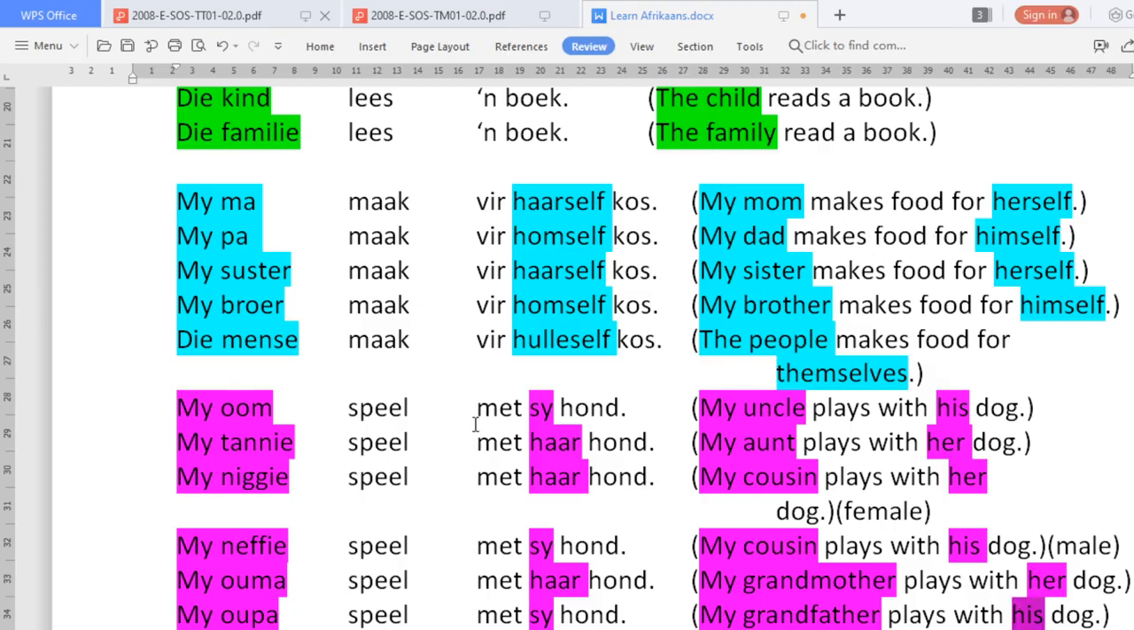Okay, let me read that again. My oom speel met sy hond. My tannie speel met haar hond. My niggie speel met haar hond. My neefie speel met sy hond. My ouma speel met haar hond. My oupa speel met sy hond.